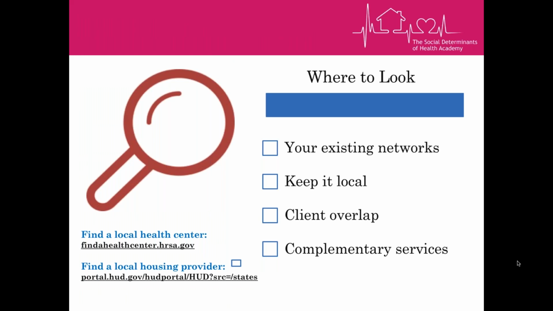Continuing on, where to look. In order to get started with a partnership, it's helpful to identify who those partners are. If you follow the partnership guide link, you can go through all the steps. This is just a snapshot. It's useful to think through who on your board may have connections to community partners, whether it be a supportive housing provider, a food pantry, or another organization. What do you have within your existing network? It's really helpful to keep it local as well.